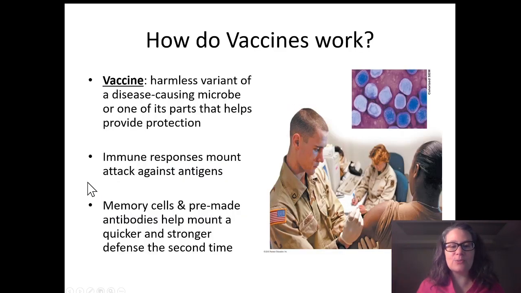Now, memory cells are really at the heart of why we create vaccines. So vaccines are harmless variants of a disease-causing microbe or one of its parts that helps our defense cells, these B cells and T cells, gain these memory cells so that our responses and our attacks are much more quick and much more strong the second time around, in hopes that we don't even get the symptoms, right? So if we have these memory cells or sometimes pre-made antibodies, things of this nature in place, then we can mount a much quicker and stronger defense the second time.